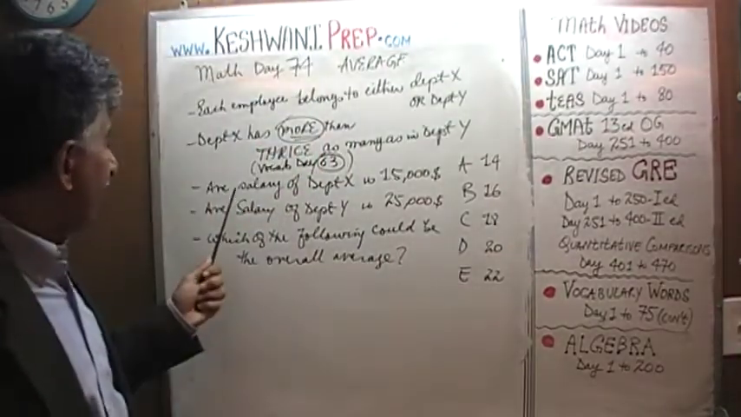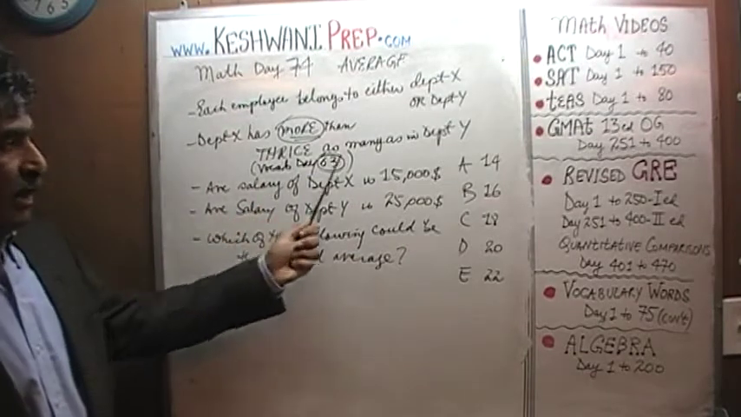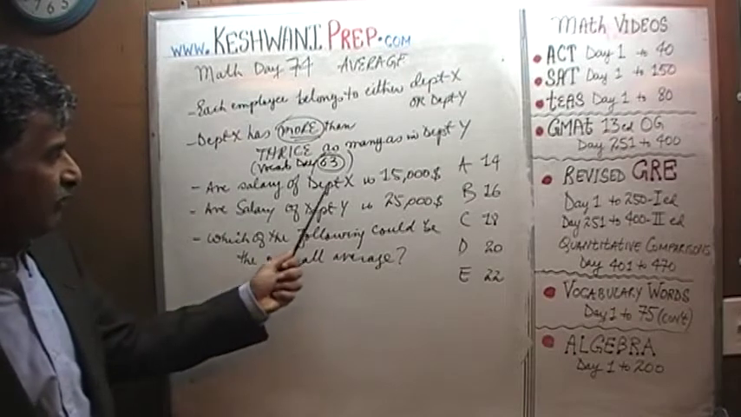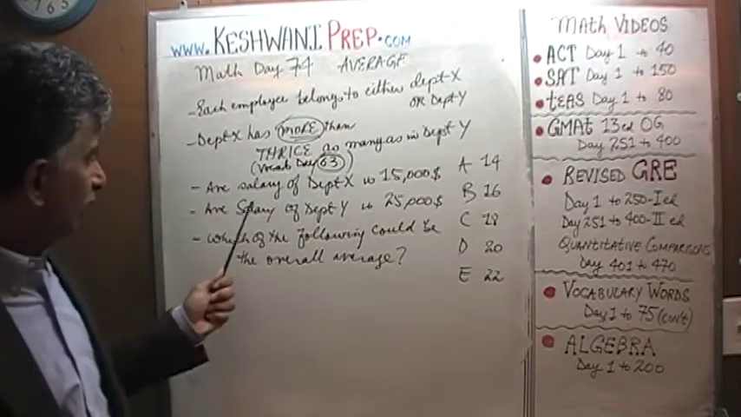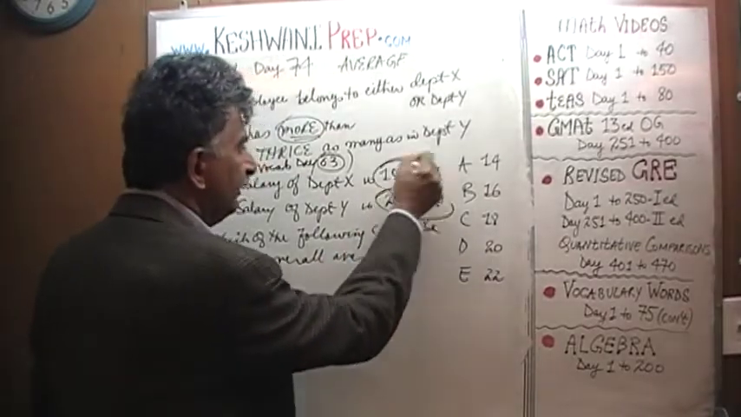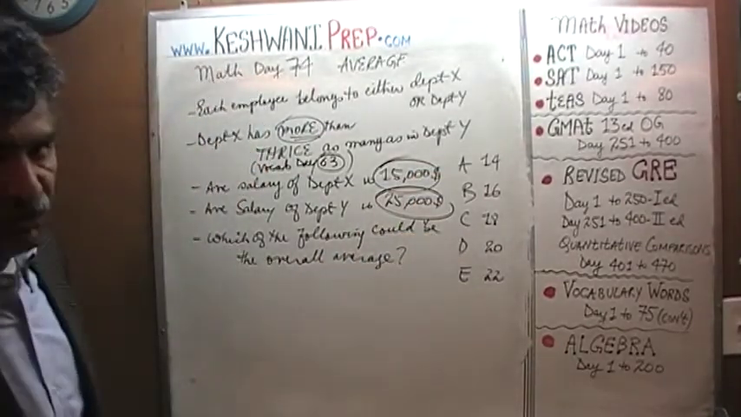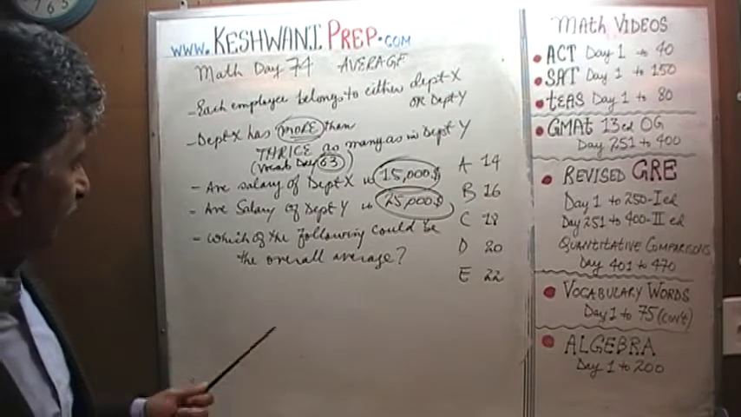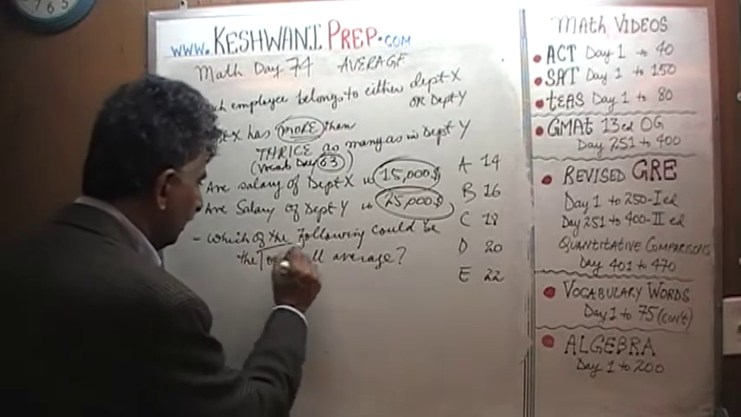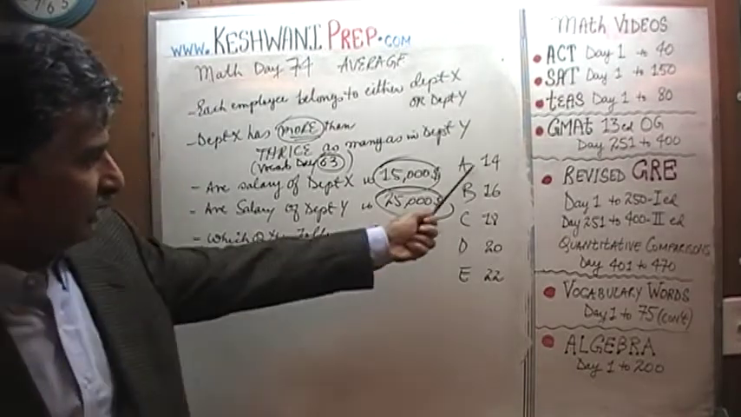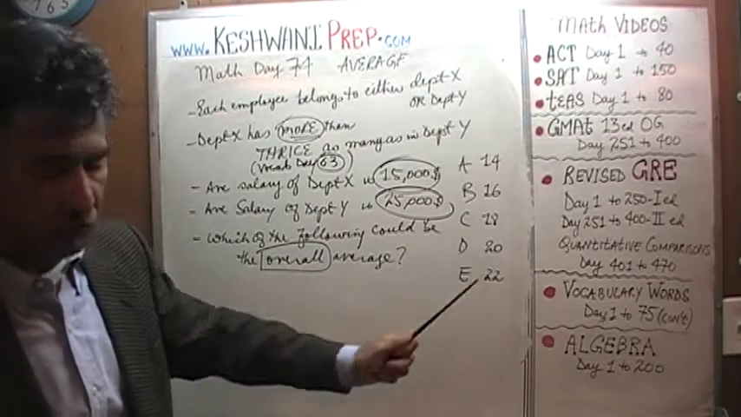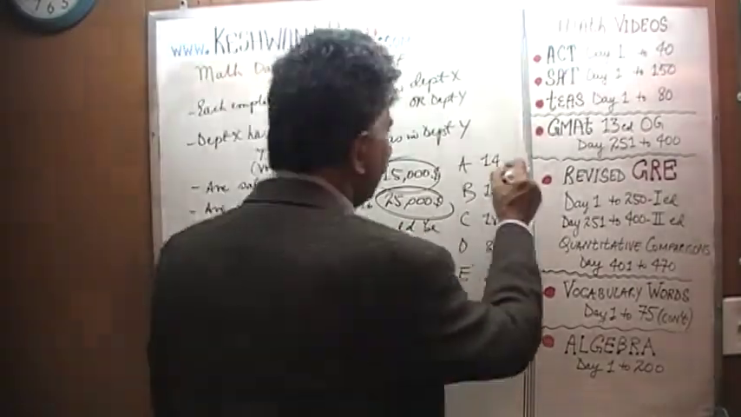So we are told that Department X has more than three times as many people as in Department Y. We are further told that the average salary of Department X is 15,000, and the average salary of Department Y is 25,000. These are the averages for the two departments. The question is very straightforward, very simple. Which of the following could be the overall average among the numbers that are given to us? 14,000, 16,000, 18,000, 20,000, or 22,000. These are all in thousands.